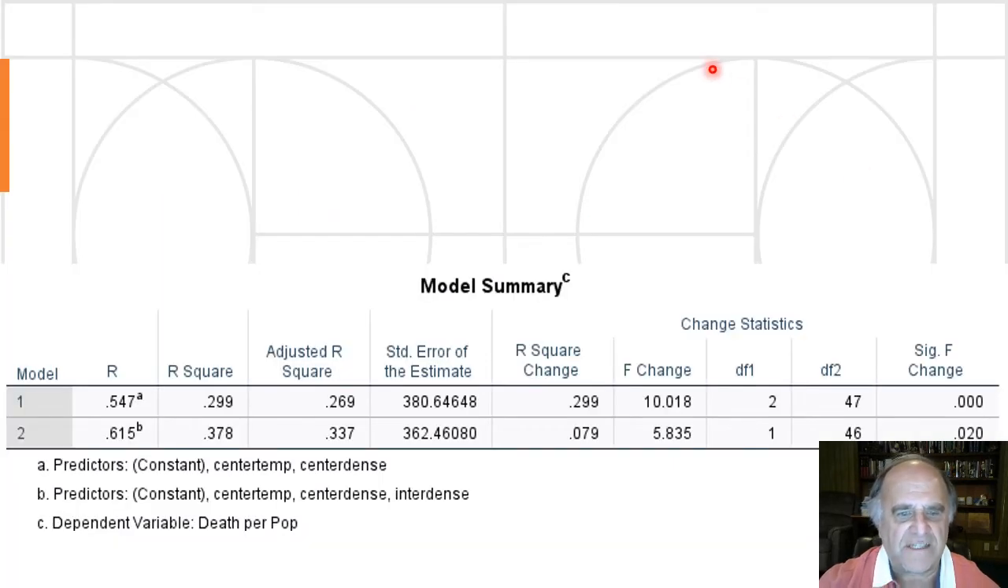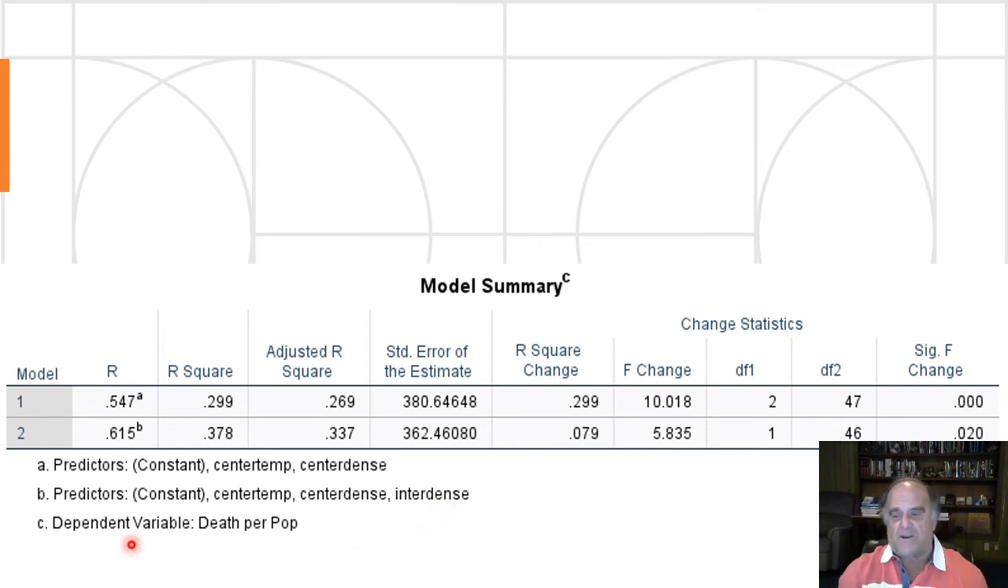So then the next thing I did was to run the two models. Now, what I usually do, again, I should have mentioned on the last slide, is I usually enter the two main effects, or the moderator and the predictor, on step 1. And then the interaction gets added in step 2. So I do it as a hierarchical regression, putting in the center temperature and center density on step 1, and then adding in the interaction on step 2.